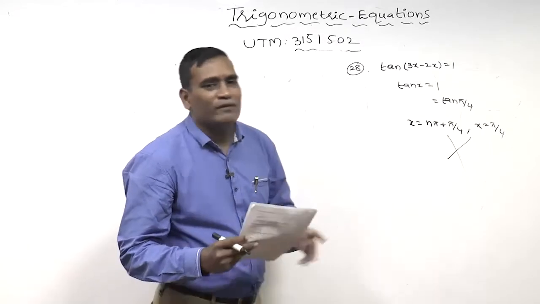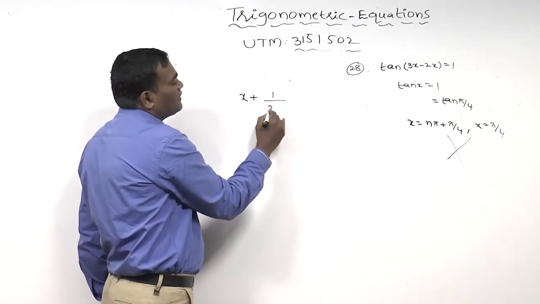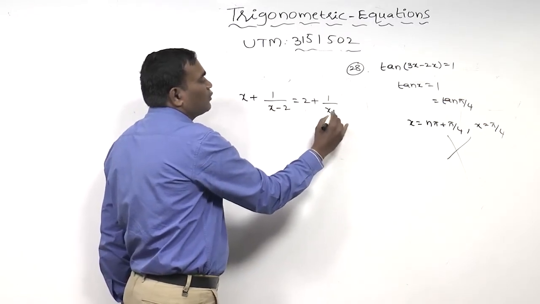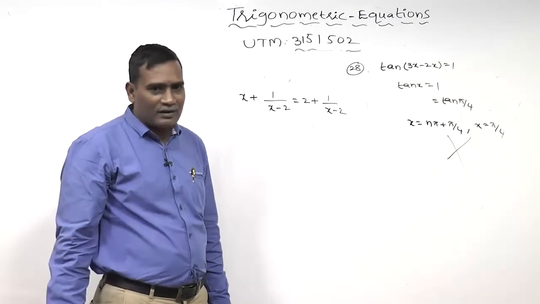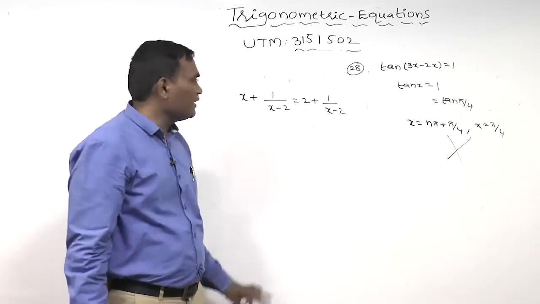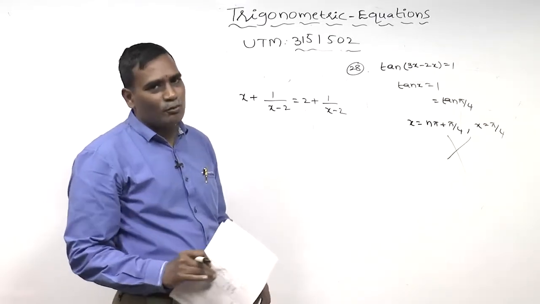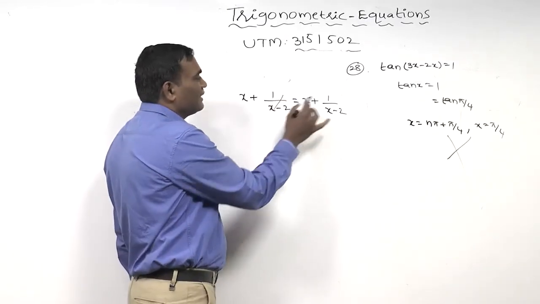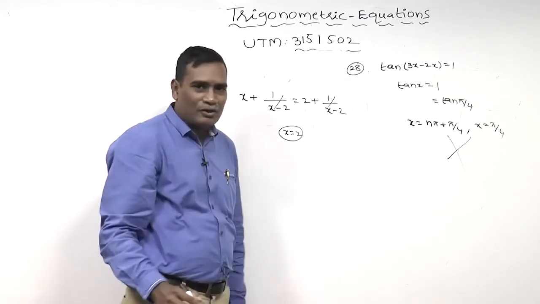I will ask one question for you. See, x plus 1 by x minus 2 is equal to 2 plus 1 by x minus 2. What is the value of x? You tell me. Very easy question, I am asking a very simple question. x plus 1 by x minus 2 is equal to 2 plus 1 by x minus 2. What is the value of x? These two are cancelled. x is equal to 2 is the solution. Answer is x is equal to?